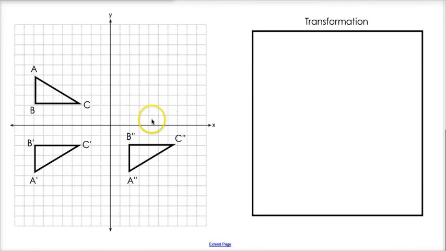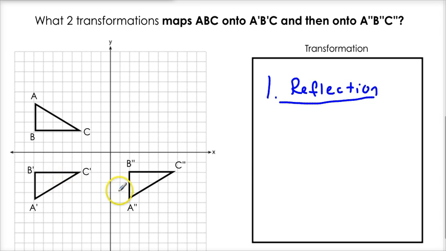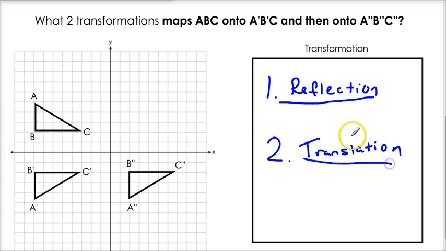Going down. All right. What two transformations map ABC onto A prime, B prime, C prime, and then onto A double prime, B double prime, C double prime? So there's two transformations here, right? Well, the first one is ABC to this guy. And since this is a flip, we know the first transformation is a reflection. Okay? And once it's reflected, it just slides over here. So the second one will be a translation. All right? So sometimes you could do more than one transformation. And when we do a second one, we use 2 primes. Now, if we did a third one, we'd use 3 primes.